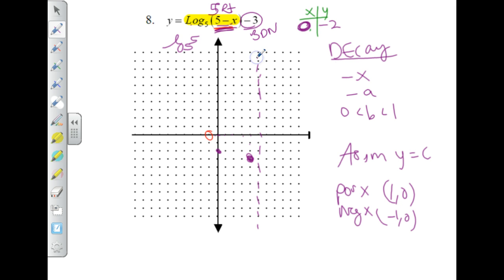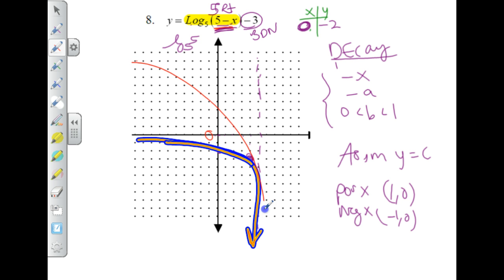Let's see, the decaying factors, I've got a negative x, but that's it. So I just have one decaying factor, and therefore I'm going to have decay. If I had two decaying factors, the graph would probably look something like this. And remember, it doesn't matter for me if you graph it up here, but see that other point that we found, 0, -2, really helps define it. I kind of missed it. That other point really kind of helps.